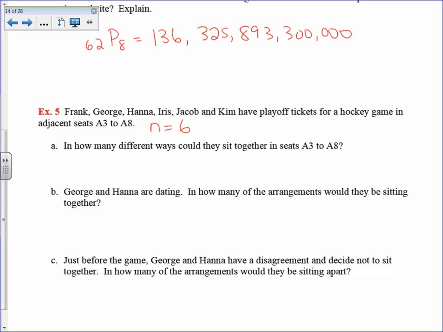So again, different ways that you can do this, right? 6 factorial, which is equal to 6 times 5 times 4 times 3 times 2 times 1, which is equal to 6 pick 6. 1, 2, 3, 4, 5, 6. So 6 times 5 times 4 times 3.